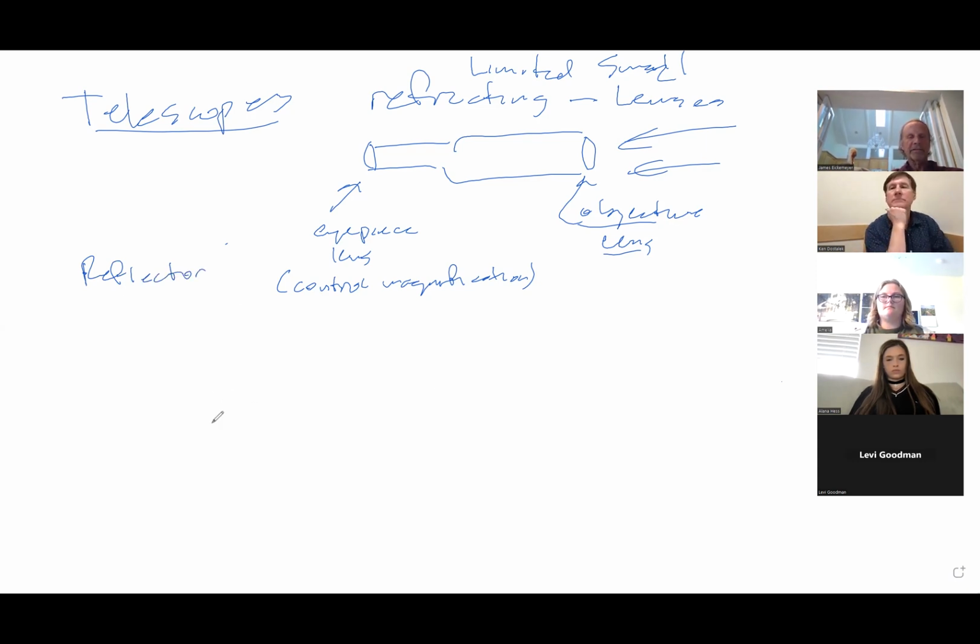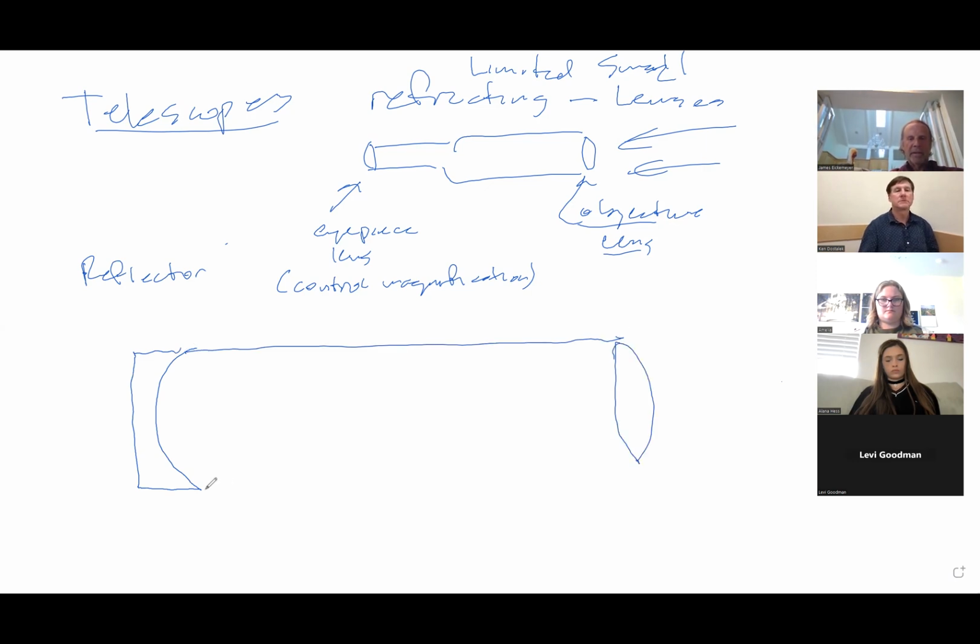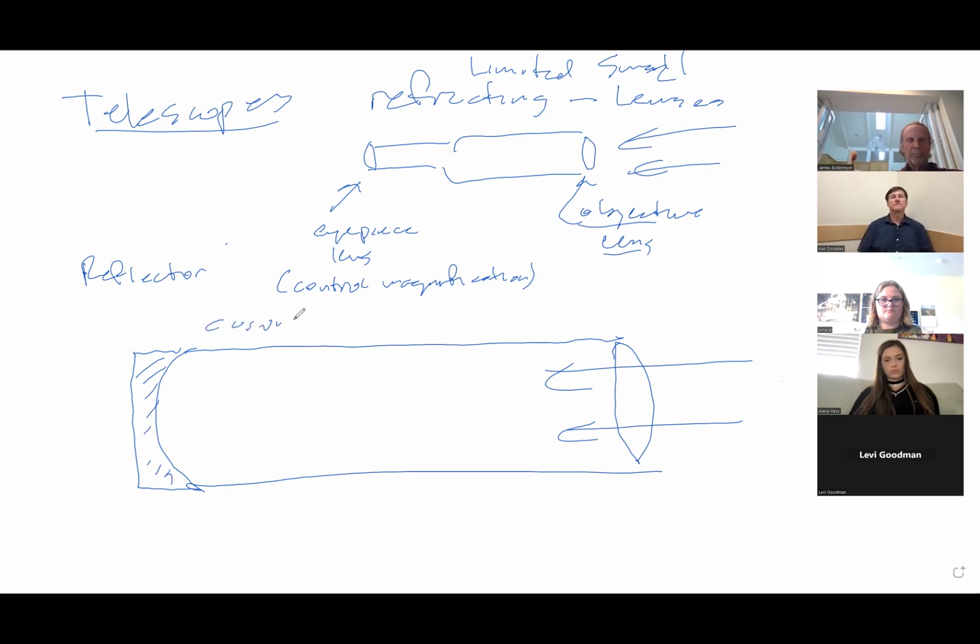And in a reflecting telescope, what you have is a curved mirror, a long tube like this. And so this is where the light comes in. And then this is your mirror. And it's curved. The perfect kind of mirror is a parabolic mirror. But sometimes for smaller telescopes, spherical mirrors are used because they're a little easier to machine.